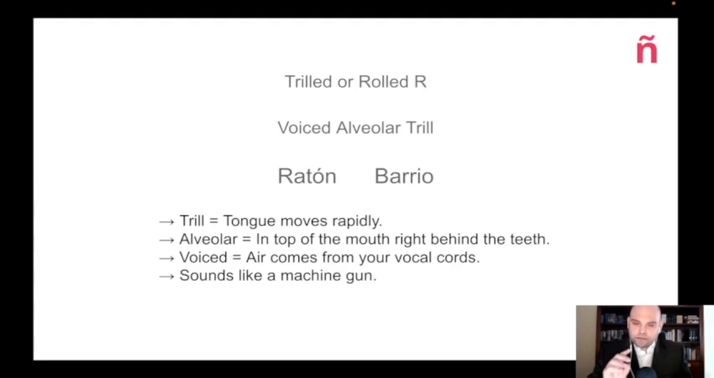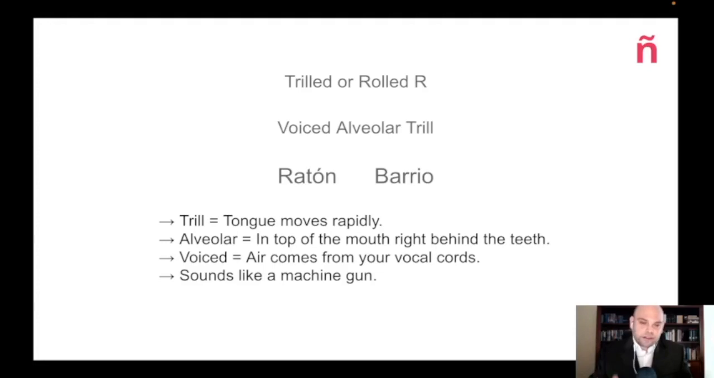But right before that, you can see trill. What does trill mean? Well, meaning that the tongue moves rapidly. Then alveolar, it moves in the top of the mouth, right behind the teeth, just the same as the one before. And then voiced, meaning air comes from your vocal cords, from here, from your neck, this area, and you can imagine that this sounds similar to a machine gun.